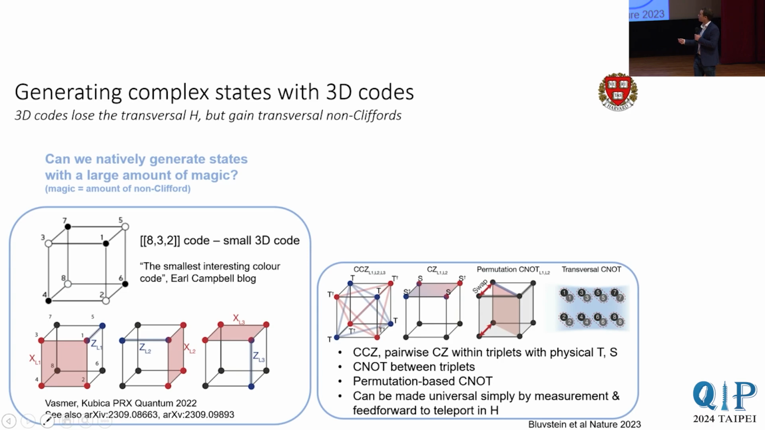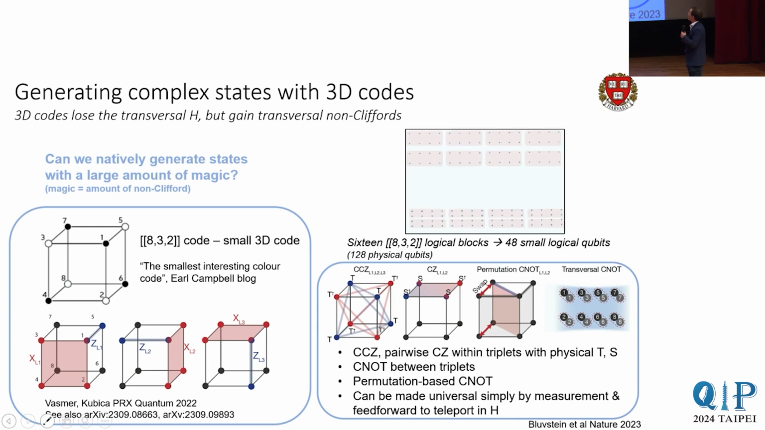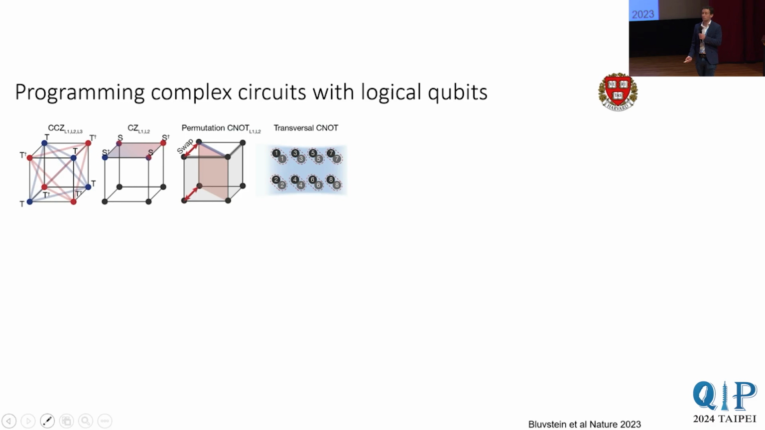And so here we're going to study how we can generate a lot of entanglement and a lot of magic. It's important to know that with 3D codes, it can be very straightforwardly made universal simply by doing measurement and feed forward, like I showed earlier in the talk, to teleport in a Hadamard. So universality, especially with these 3D codes, is really not such a key problem. The key problem is more the distance cubed scaling. So then we make 16 of these 832 logical blocks corresponding to these 48 small logical qubits, and we start to explore algorithms with them.